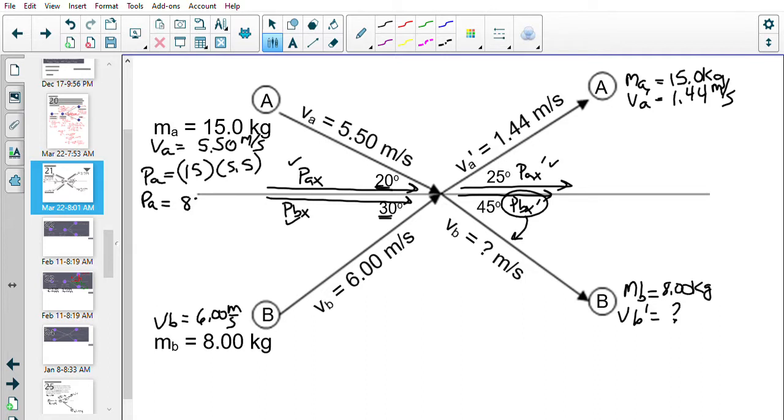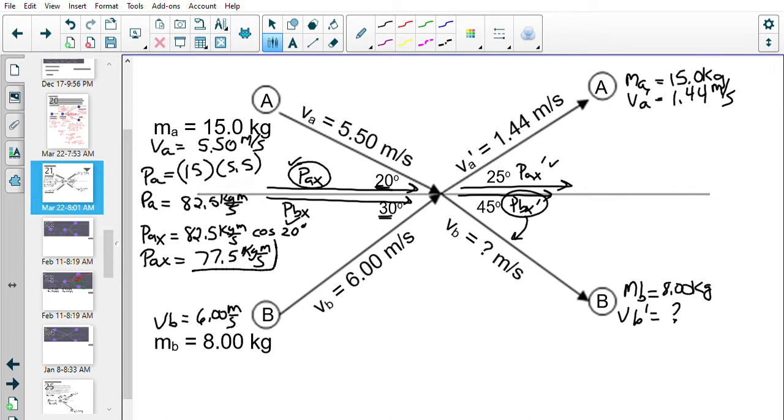82.5 kilogram meters per second. So we know the hypotenuse. Therefore, we can get the x component of that by multiplying the 82.5 kilogram meter per second times the cos of its 20 degrees. And when you multiply by cos, you get 77.5 kilogram meters per second. So we know PAX, it's 77.5. We're going to need that number for later.